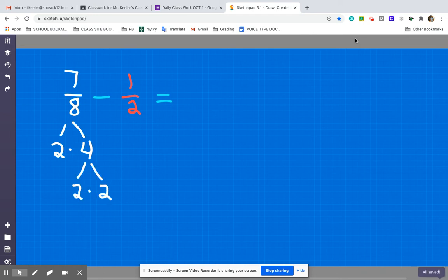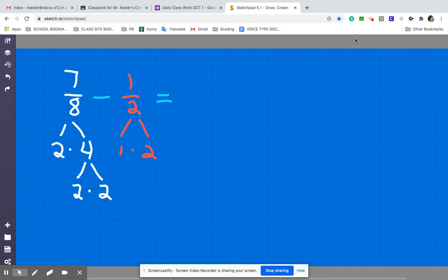Now let's go over and take a look at the half. Well, 2 is a prime number. It's one of the only even prime numbers. So all we have to do is break that into 1 times 2.